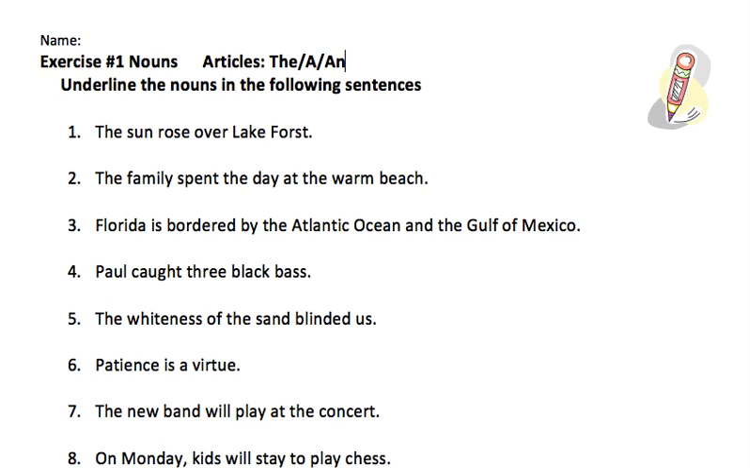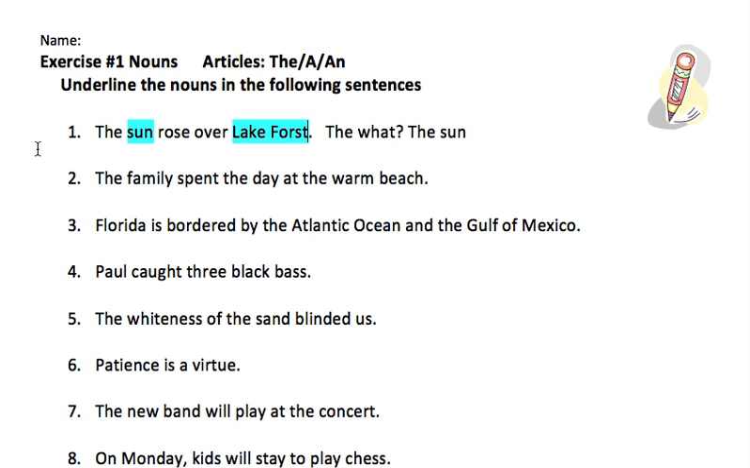So if we look at sentence number 1, this is how it would work. You'd start off with the, and you'd ask yourself, the what? In sentence number 1, it's the sun. And what did the sun do? Well, the sun rose, that's your verb. And where did it rise? It rose over Lake Forest. So if you go back to your sentence now, you'll realize that sun should be underlined and Lake Forest should be underlined. In the first example, you'll see that sun is a common noun, while Lake Forest is a proper noun because it's always capitalized.